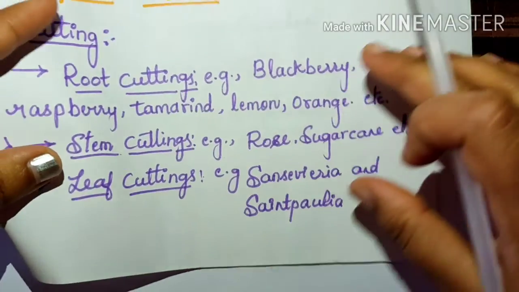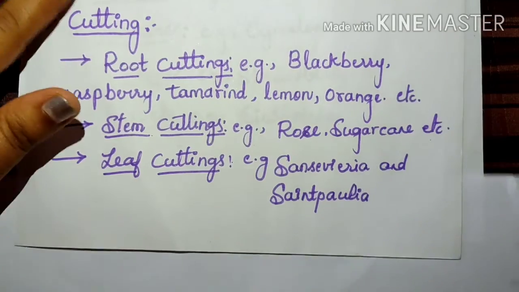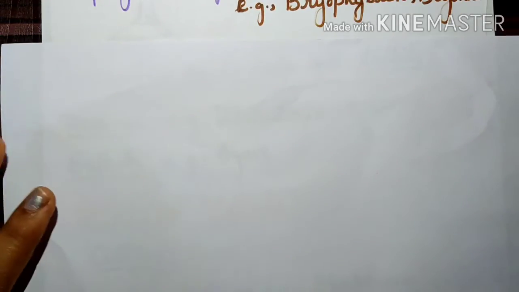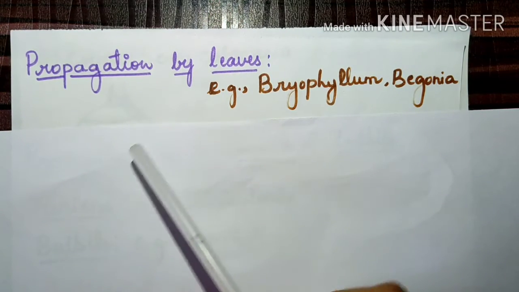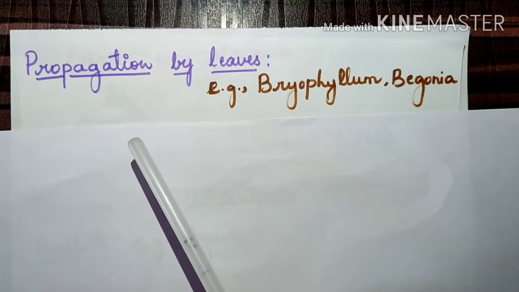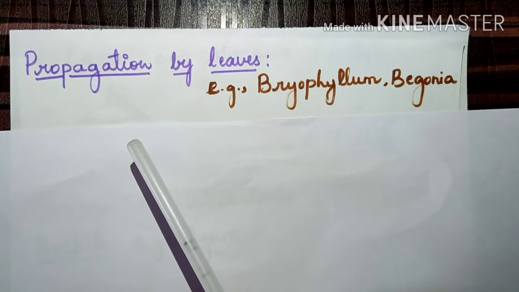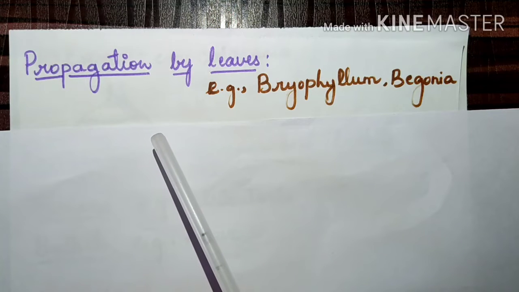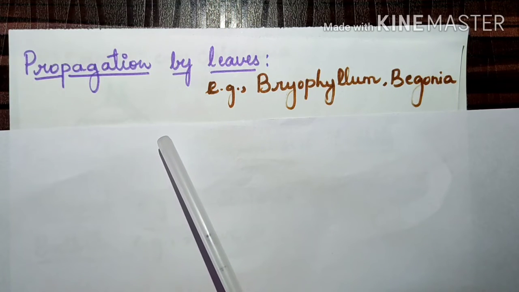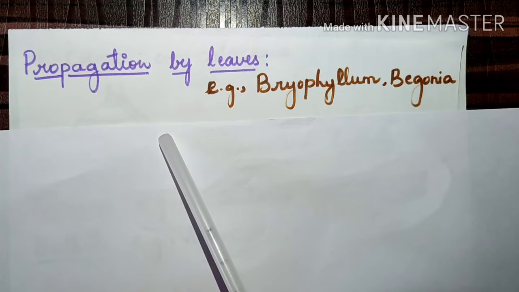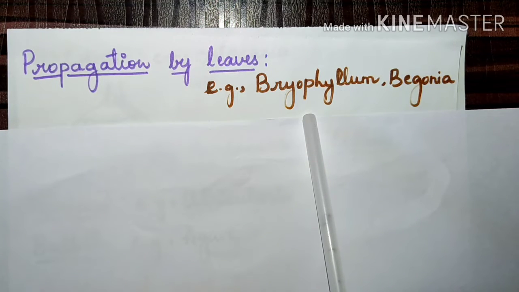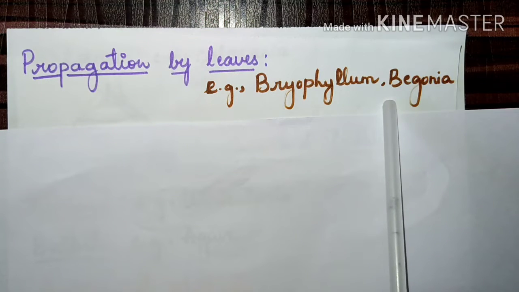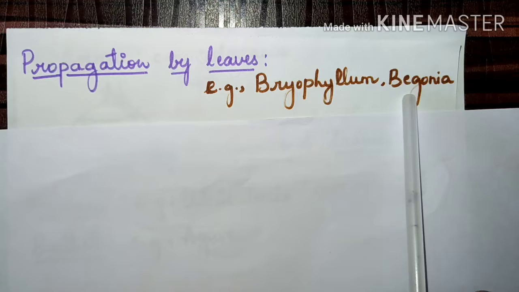Now let us study about propagation by leaves. Here, leaves of many plants have adventitious buds. Such leaves, when they fall on the ground, their buds develop roots and mature into individual plants. This is how leaves are involved in vegetative propagation. This type of propagation can be seen in plants like Bryophyllum and Begonia, which is a perennial flowering plant.